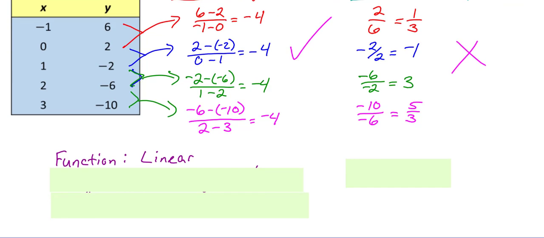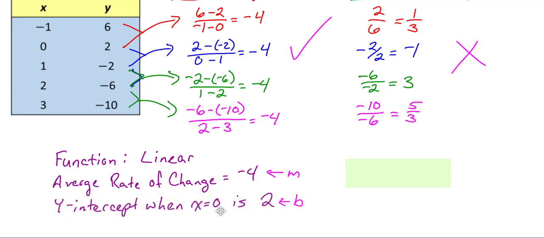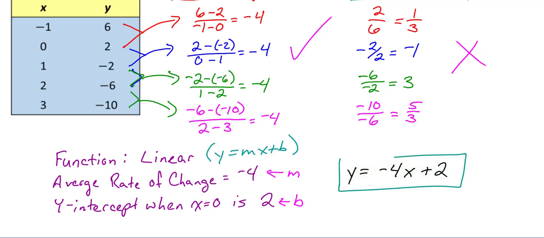So our average rate of change in this case was negative 4, and that's our slope. Because remember, we said the average rate of change represents our slope. And we would therefore know that our y-intercept when x equals 0 is 2. That's our b value. So because it's a linear function, we will be writing y equals mx plus b format. So we can take our m and our b values, plug them in, and now we have the equation for our linear function.